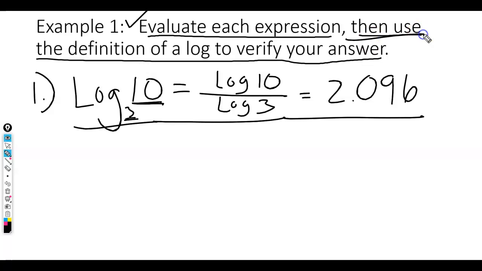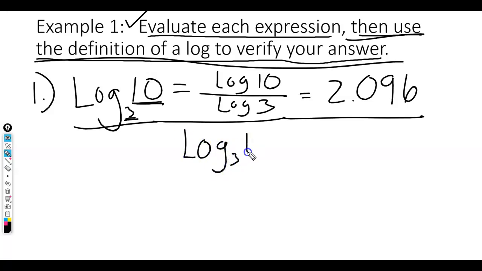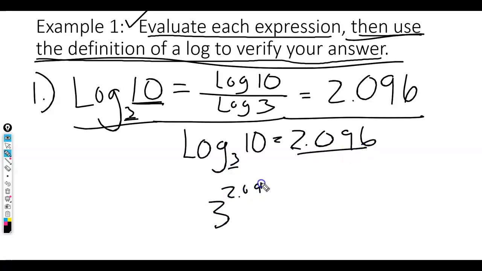But what does this mean? Use the definition of a log to verify your answer. What that means is we're going to take our answer, log base 3 of 10 equals 2.096, and rewrite it in exponential form. This will be a little bit of a review for you guys. Here's my base, it's 3. This is going to be my power, 2.096.